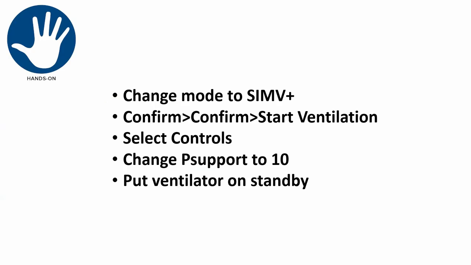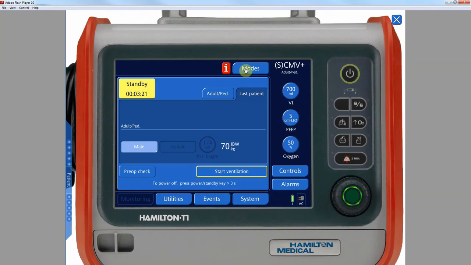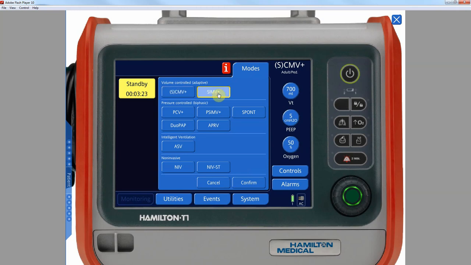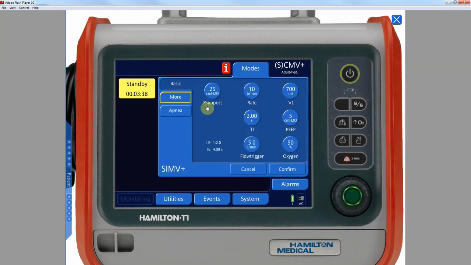So in SIMV, let's change the mode from CMV to SIMV. We're still in a volume mode, so the breath is terminated by a volume, as opposed to a pressure mode, where it's terminated by a pressure. So we'll confirm. Now, if you look at your controls, all of these controls are the same as in CMV. The only difference is that you now have a pressure support.